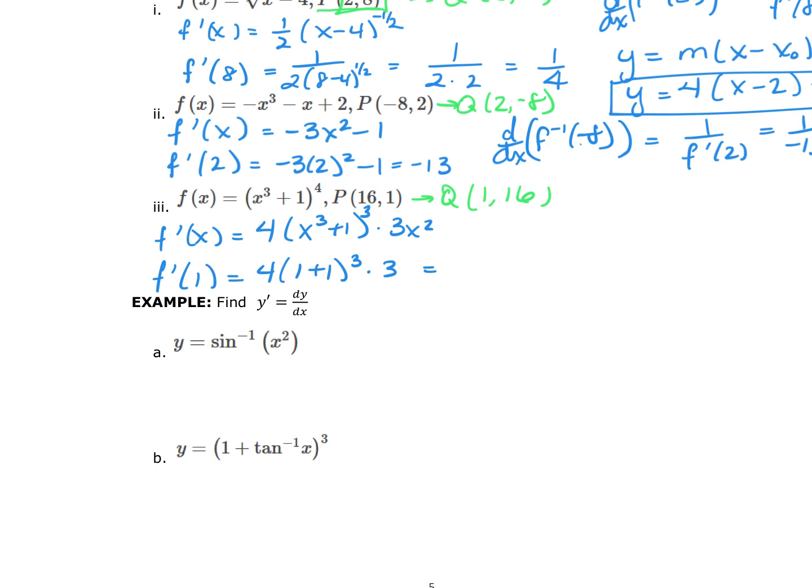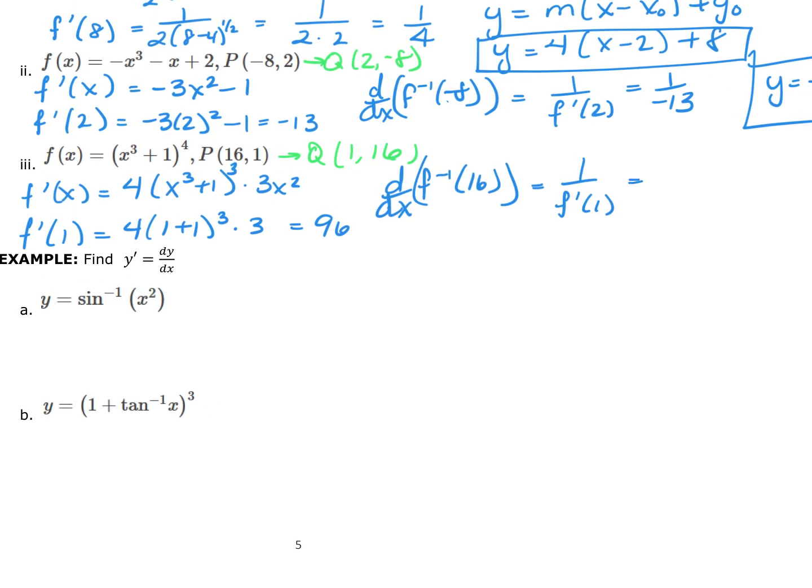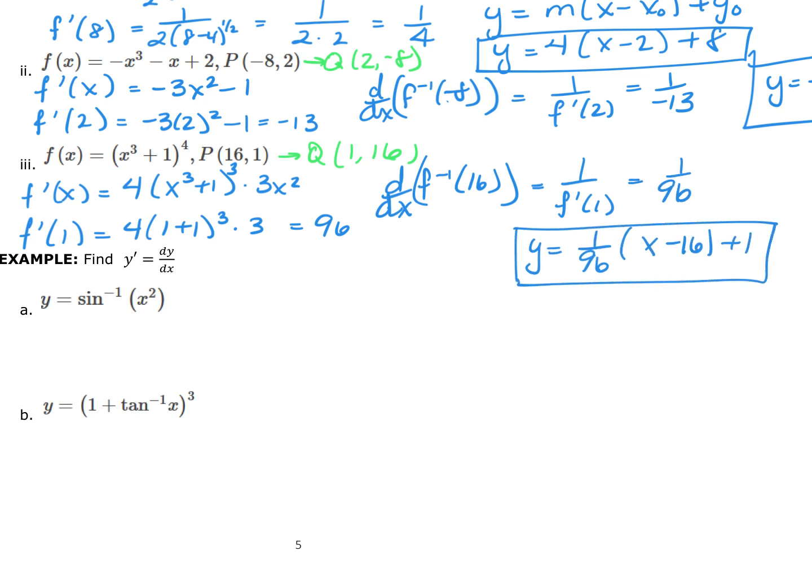So I have 32. Let me get my calculator out, because sometimes I can do this on the fly and sometimes I can't. So 32 times 3 is 96. So d/dx of f inverse of 16 is going to be 1/f prime of 1, and so it is 1/96. And so my equation is y equals 1/96 times x minus 16 plus 1, and that is the equation of my tangent line.